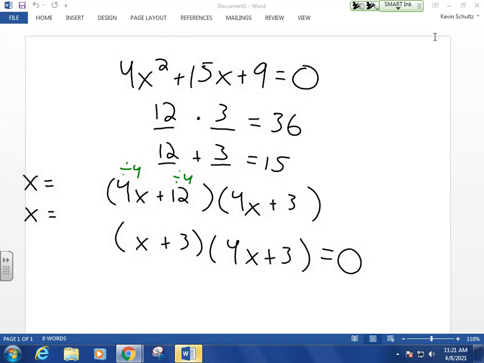Gabby? Negative 3, right? Thankfully, one of these is pretty easy to see. What value for x makes that equal to 0? Negative 3 plus 3 equals 0. But what about that second one? What value for x, when you multiply it by 4 and then add 3, gives you 0?